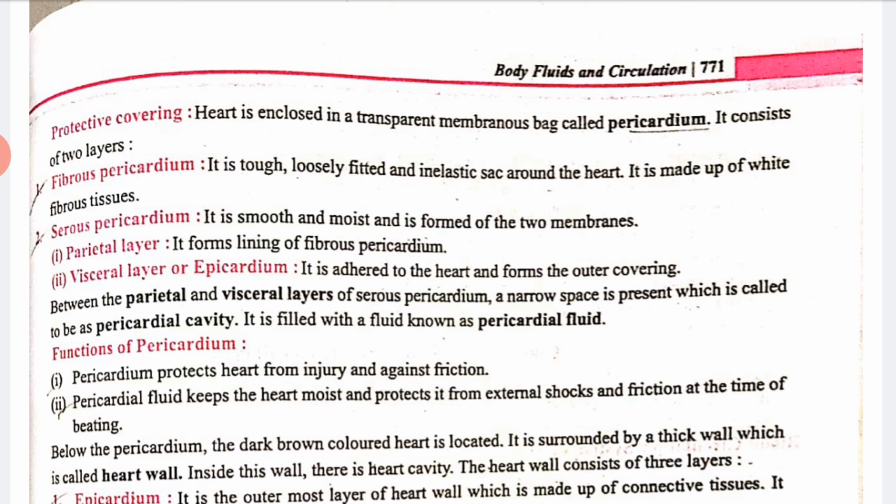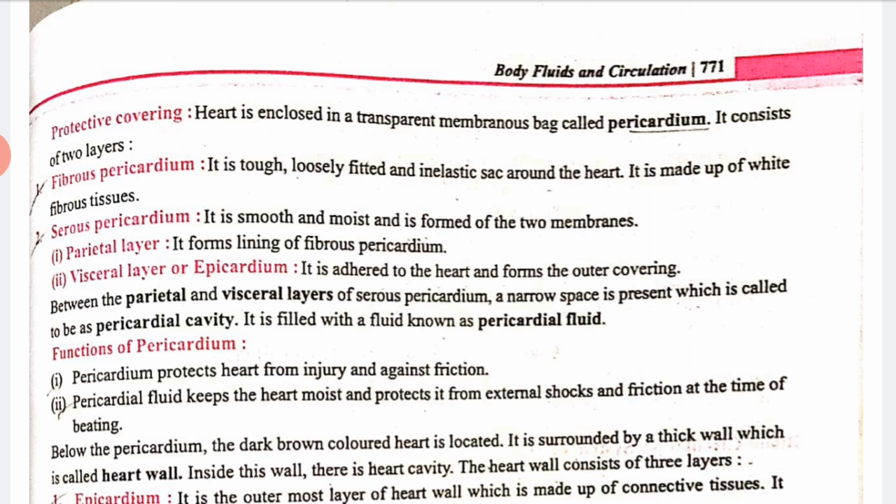It is surrounded by the thick wall which is called the heart wall. Inside this wall there is a heart cavity. Okay, and the heart wall consists of three layers, that is epicardium, mesocardium and endocardium. Okay, so the epicardium is the outermost layer of the heart wall which is made up of the connective tissue, and it protects heart from the external jaws. And mesocardium, it is the middle layer, consists of the cardiac muscle, and it has the feature of both voluntary and involuntary muscles. Okay, and it shows cardiac movement till the end of the body's life.